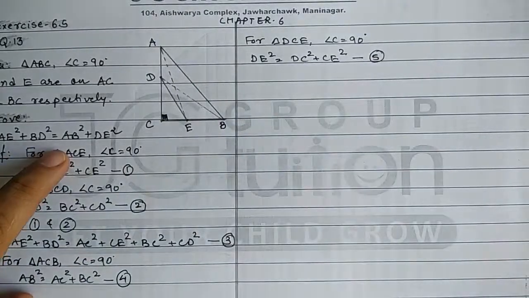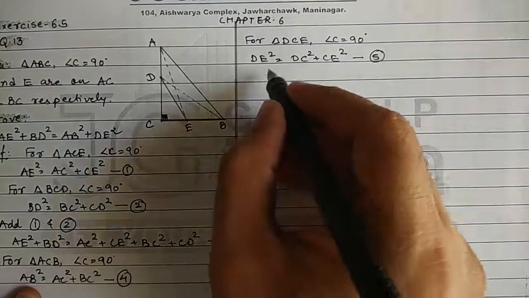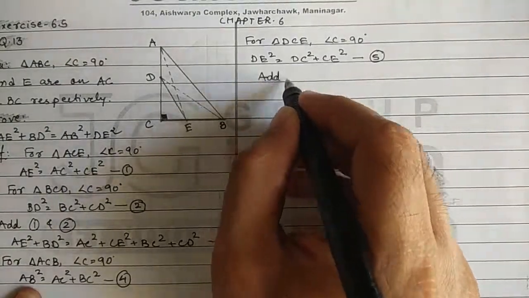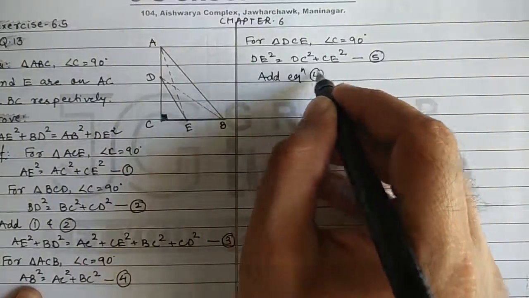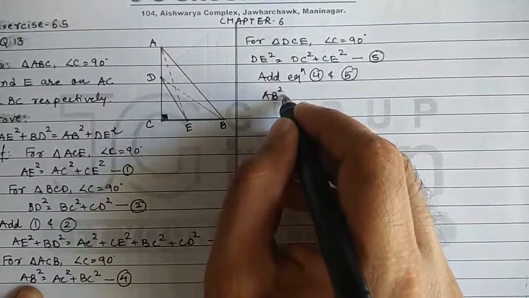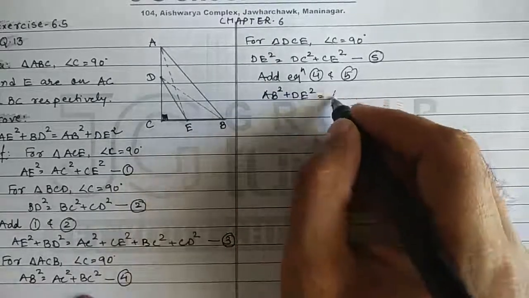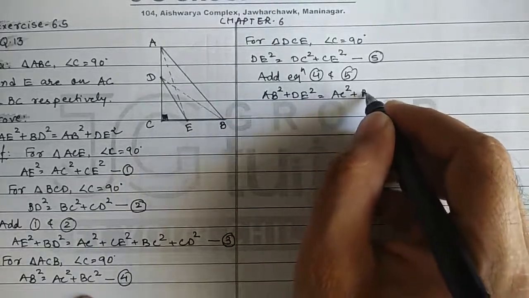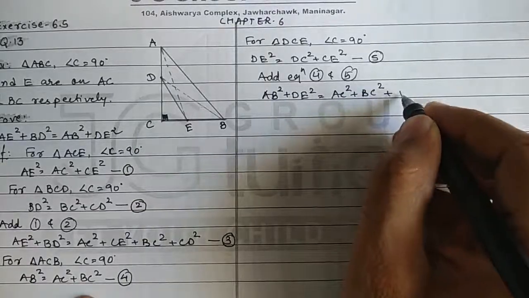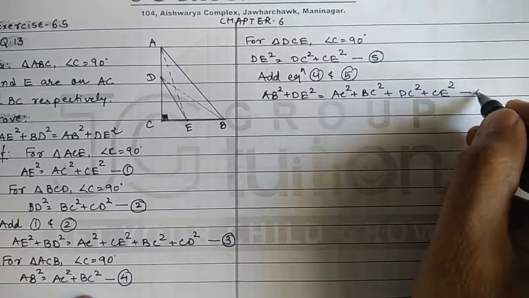See the right hand side requires AB square plus DE square. The same I'll do for the 4th and 5th equation. So add equation number 4 and 5. The 4th left hand side is AB square, and in equation 5, that is DE square. I'll add the right hand side, that is AC square plus BC square plus DC square plus CE square. This is equation number 6.